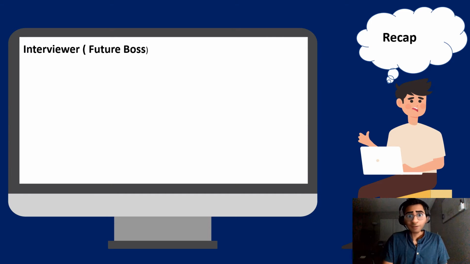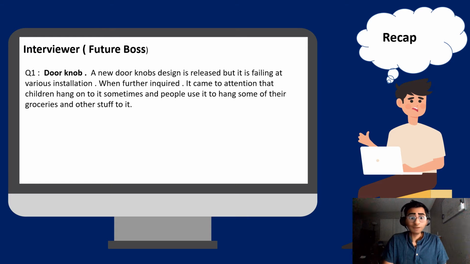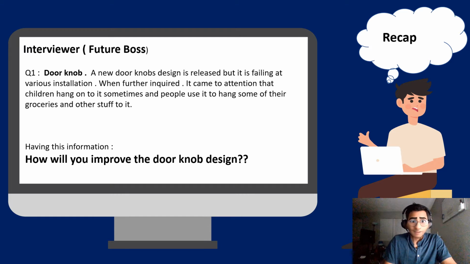As a recap of what we discussed in part one, the problem statement was very straightforward. A new doorknob design has been released, but it is failing at various installation bays. When it was inquired why this design is failing, it came to attention that the load bearing capacity of this doorknob is not enough. People are hanging their bags and children are climbing onto it, and the doorknob is failing. Having this information, we were asked to improve the design.